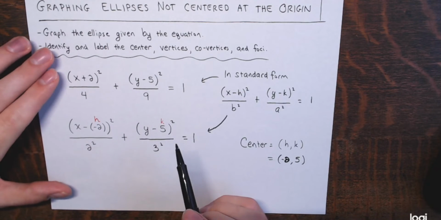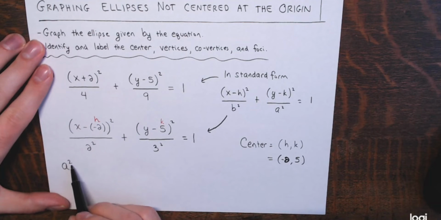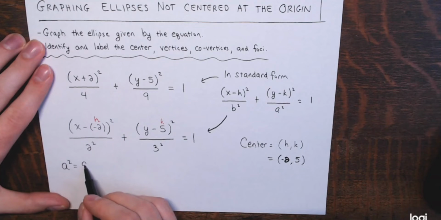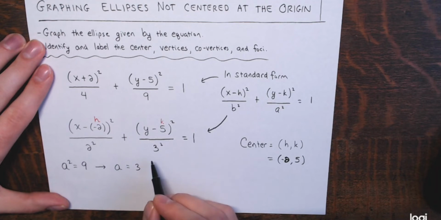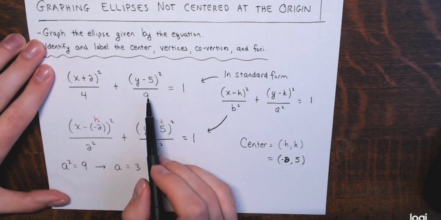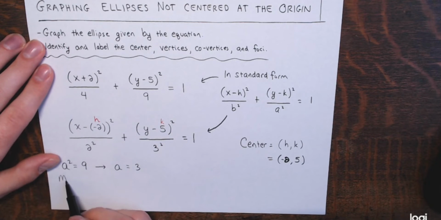Alright, then the value of a squared is the larger of the two denominators in standard form here. That's 9. So the value of a is 3, right? That's 3 squared. Now, I've mentioned this too, right? The larger denominator is under the y term. That means the major axis is going to be parallel to the y-axis. In other words, is vertical.